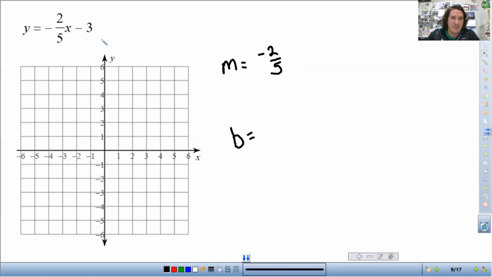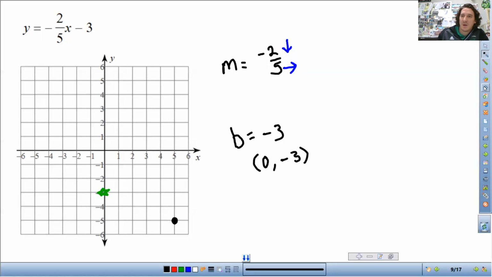The b value, again, remember it's minus 3 up there, so that means the b value is negative 3, so my starting point is at the point (0, negative 3). I'm going to go ahead and plot that point with my green star. So there's the y-intercept. And from here, since it's a negative slope, and I moved the negative up to the 2, that means I'm going to count down. When the slope is negative, instead of counting up, you count down and to the right. And so from the starting point, I'm going to go down 1, 2, to the right 1, 2, 3, 4, 5. Put a point and then connect the dots. You can maybe do a better job of connecting the dots than I just did.